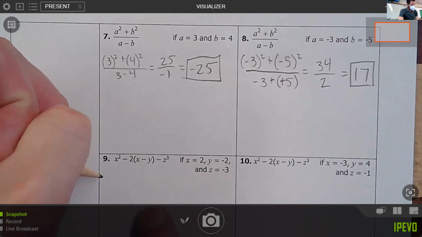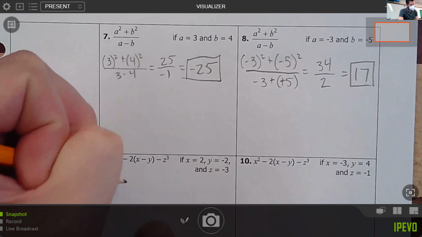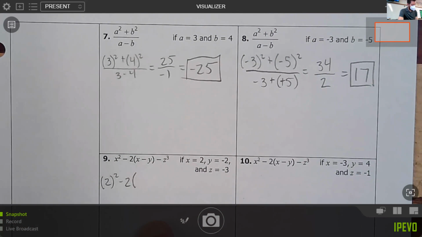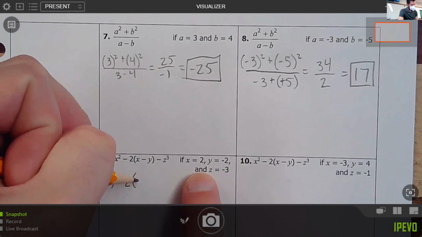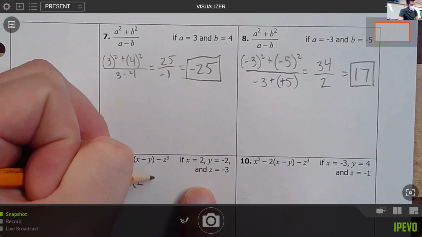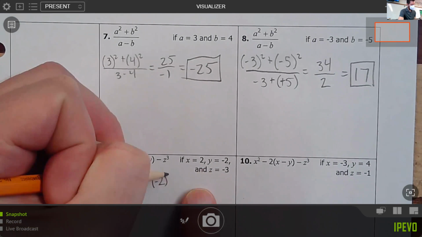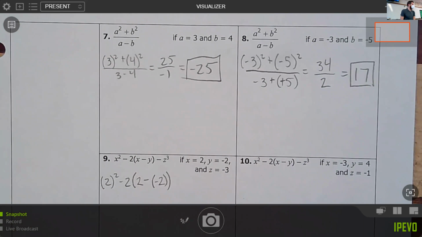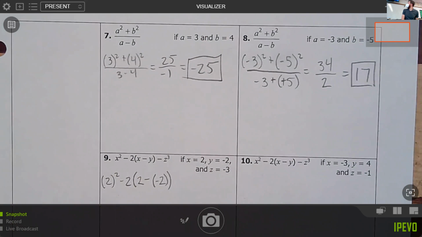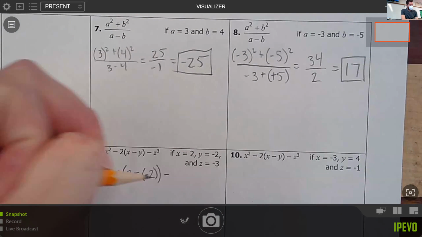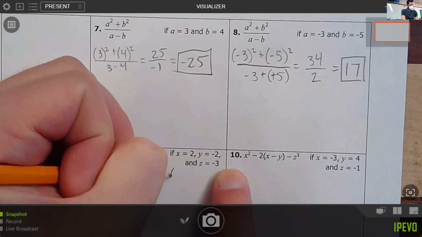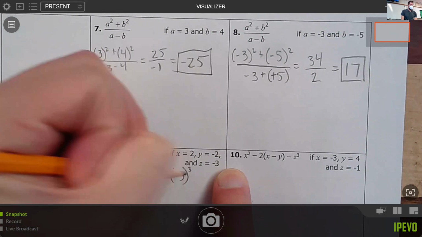So let's see, x squared: 2 squared minus 2, and then in parentheses, x is 2, so I'm just going to write 2 minus y, which is -2. So I'm going to put -2 in parentheses there, which means I actually have to do 2 sets of parentheses on the end to put everything in there. You can do double parentheses. If you want to change the outside parentheses to brackets, that's fine too, but I usually just do parentheses. I don't usually do brackets unless the problem starts with brackets. And then minus z to the 3rd power. Z is -3, and that goes to the 3rd power.